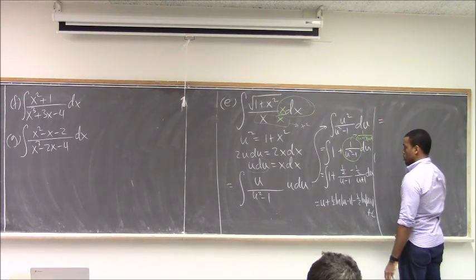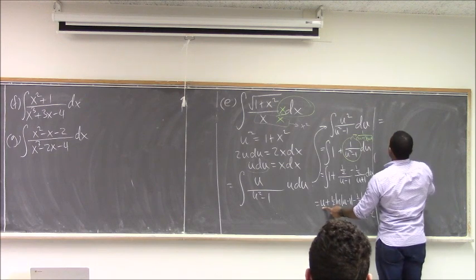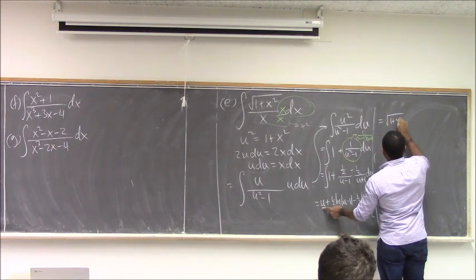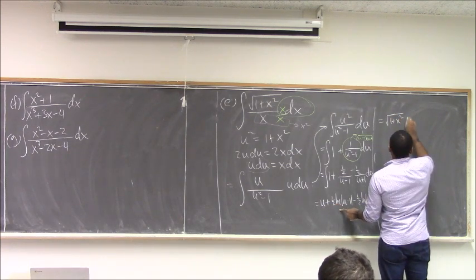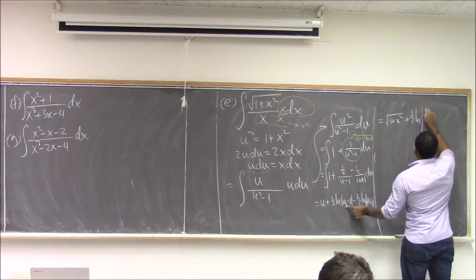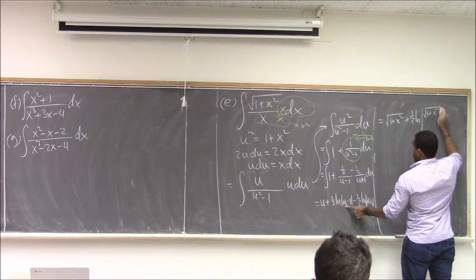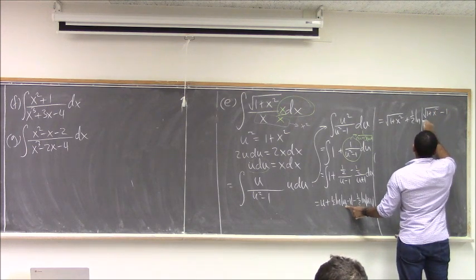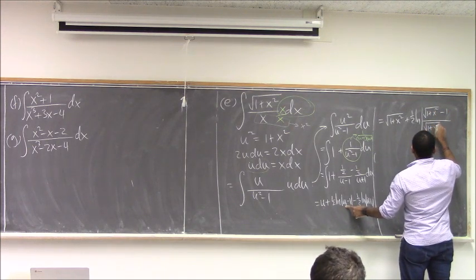Equals. U is now the square root of 1 plus x squared, plus 1/2 ln of the square root of 1 plus x squared minus 1, divided by the square root of 1 plus x squared plus 1.